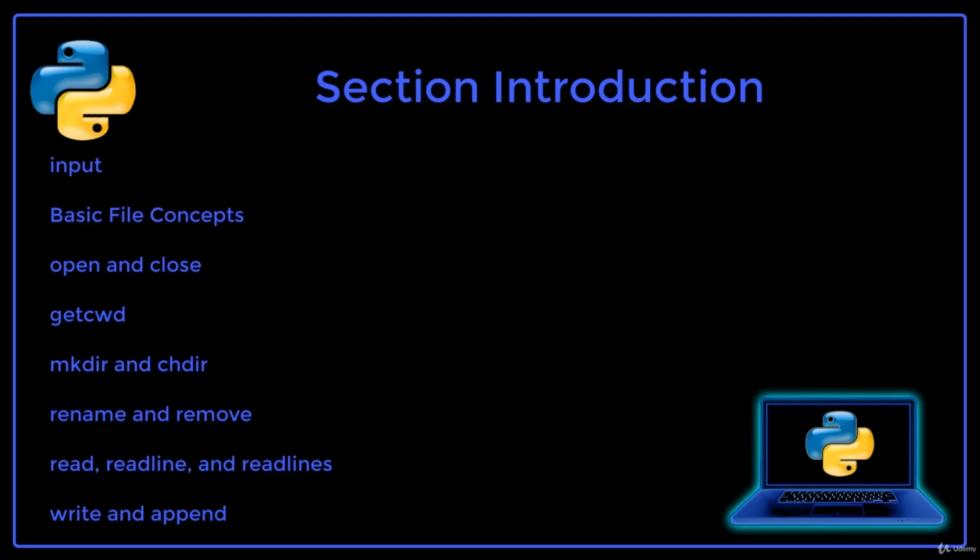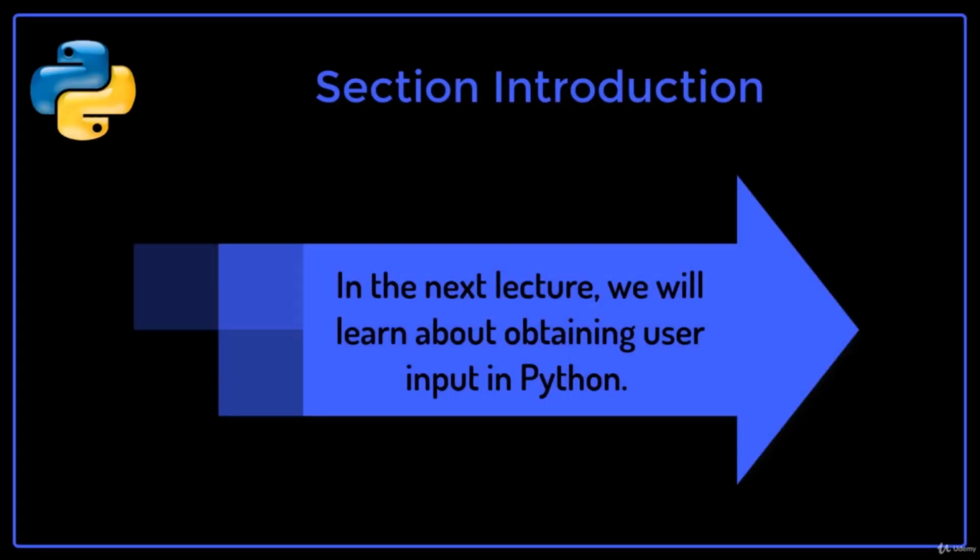After that, we will learn about the rename and remove functions that Python gives us to rename and remove files respectively. Then we will learn how to use read, readline, and readlines to read data from a file. Next, we will learn how to either write text to or append text to a file using the different file modes that Python allows us to open files in. Finally, we will look at a recap of what we learned in this section of the course. In the next lecture, we will learn about obtaining user input in Python.